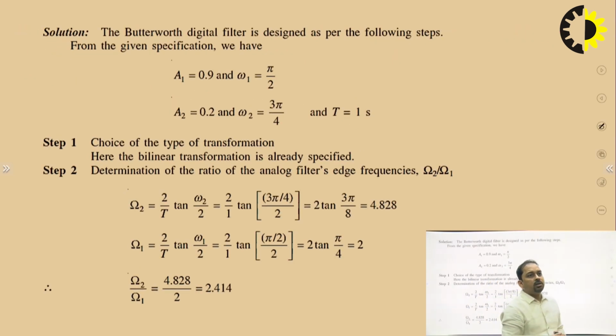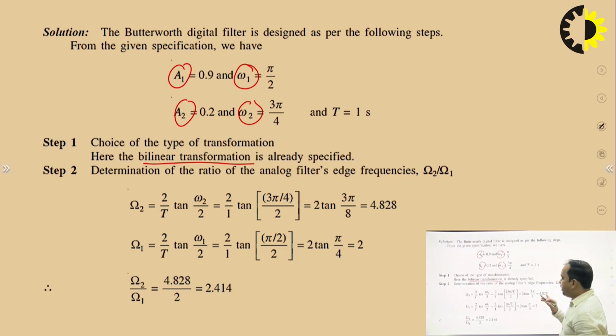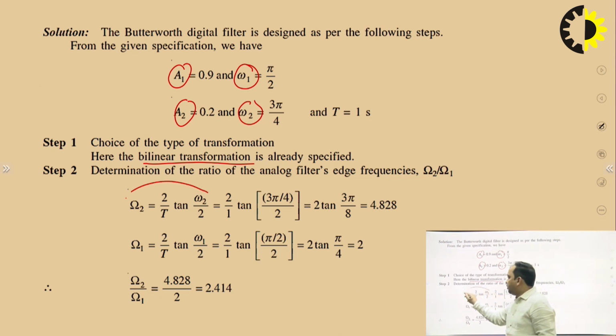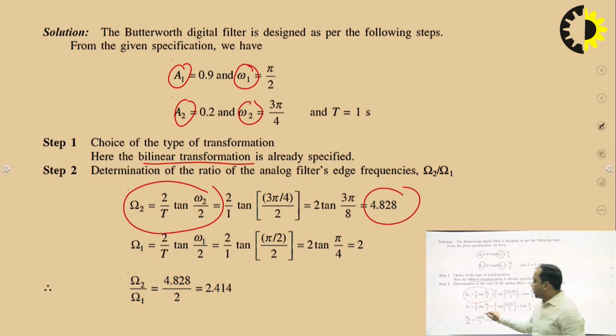Now based on these specifications A1, A2 and omega 1 and omega 2, as per the requirement we have to use the BLT. So for BLT, we'll be using the frequency transformation, to transform this digital frequency into the corresponding analog domain. We use this particular formula to calculate, and we get a value of 4.82. Similarly, ohm1 can also be calculated, and the value is 2.